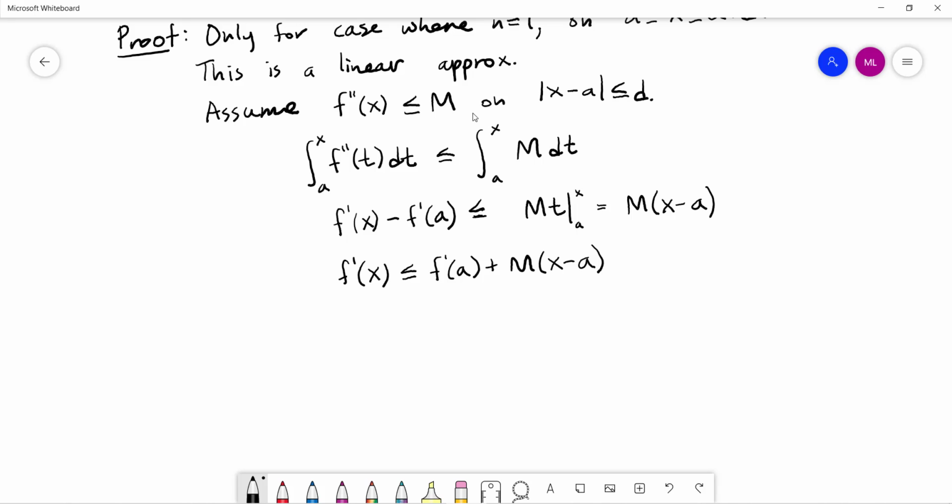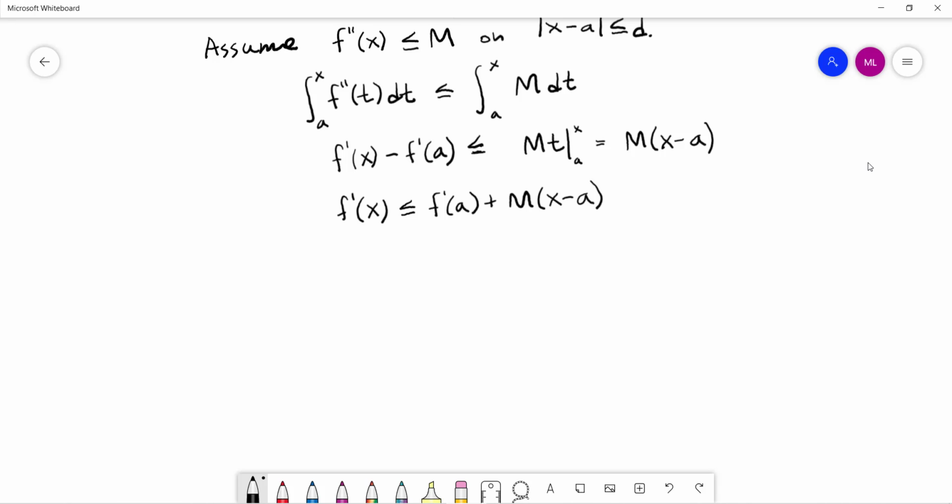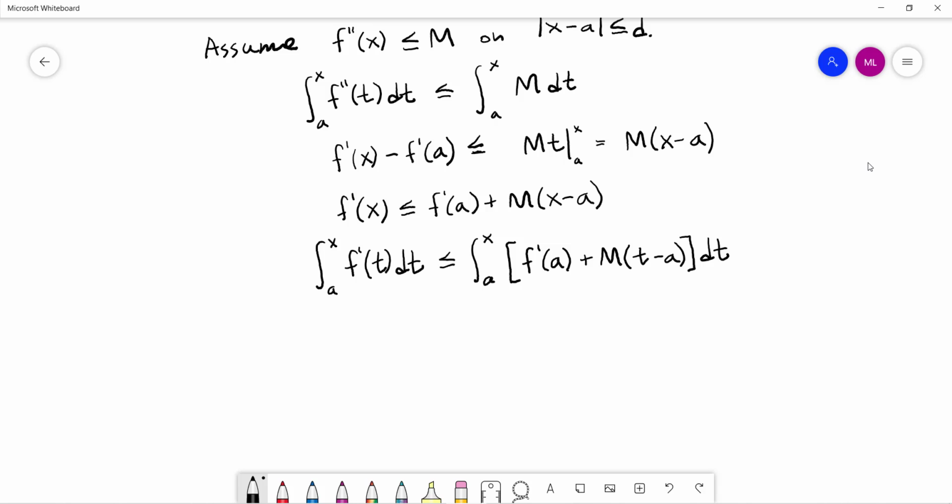If we go ahead and continue this process, basically I want to integrate again, do the same thing. So we want to integrate from f double prime all the way till we get back to f. I'm going to integrate from a to x of f prime of, we'll just change that to a dummy variable t. And that has to be less than or equal to, now we're going to integrate the other side of this whole thing: f prime of a, that's some constant, plus m times x minus a, and I need to change that x to a t again, so we're using our dummy variable here.